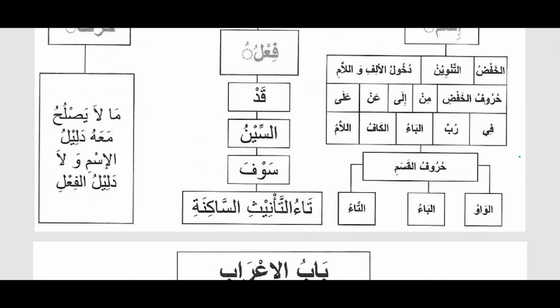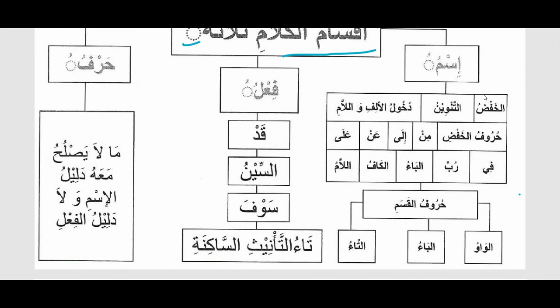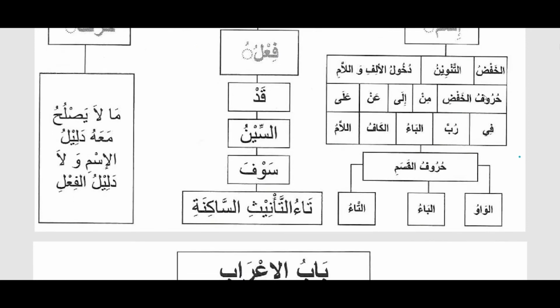So again, when we talk about isim, we have a few things that we can understand. On the basic level, we already know how to identify isim. It must have a nun, alif lam, or kam, harfu jar. But on this topic of isim, we will discuss in a more detailed manner how to identify isim.